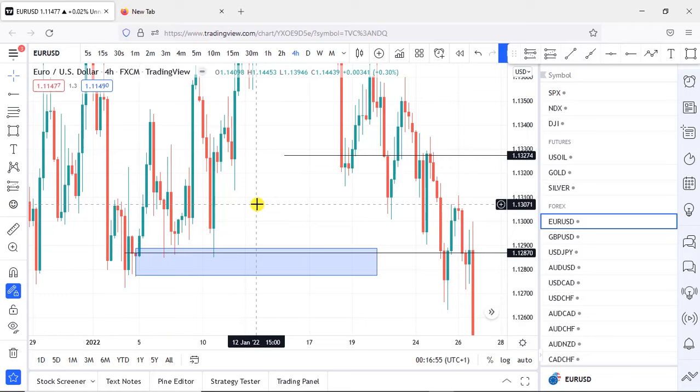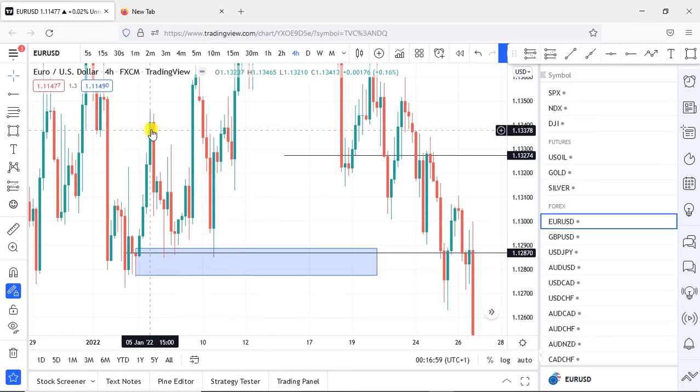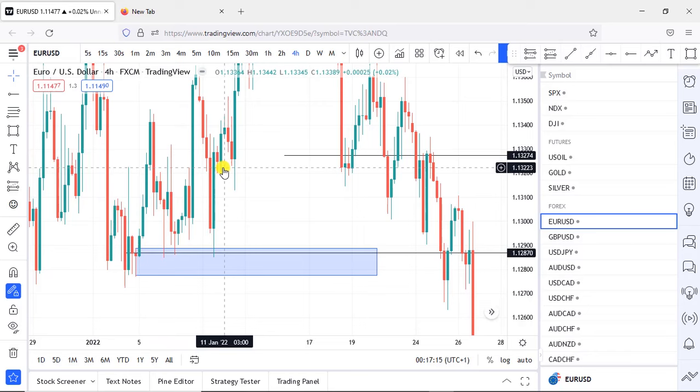You understand? So they are coming back for two reasons. If you remember, the first reason is because they have to collect all the stop losses of those traders that are looking to buy the market. Then the second reason is so that they can get discount pricing, so that they can buy at cheap price. It's as simple as that.